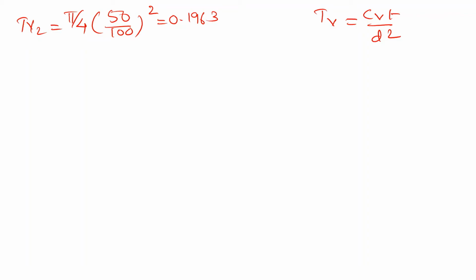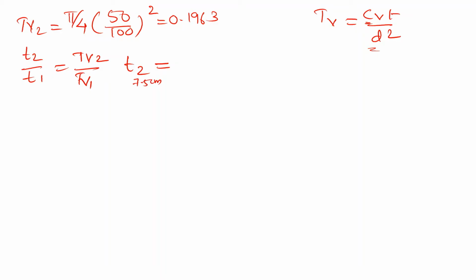So from this we can form a relation between these two conditions, that is T2 by T1 is equal to TV2 by TV1. Here the coefficient of consolidation and D both are same, so we can form a relation like this: T2 by T1 is equal to TV2 by TV1. From this equation we can find out the value of T2, or the time corresponding to 7.5 centimeter consolidation.